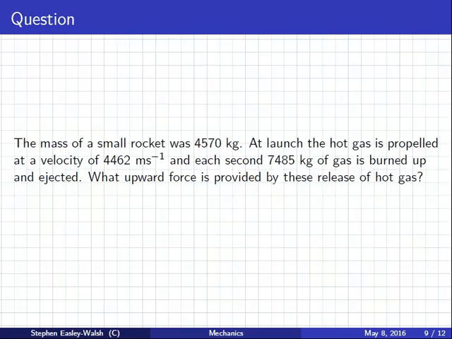Very simple one. I want you to give me the force of this rocket. So, what's happened here? The rocket, its mass is 4,570. At launch, the velocity of the gas is 4,462 meters per second. And then each second, 7,485 kilograms of gas is burnt and ejected. What is the upward force?